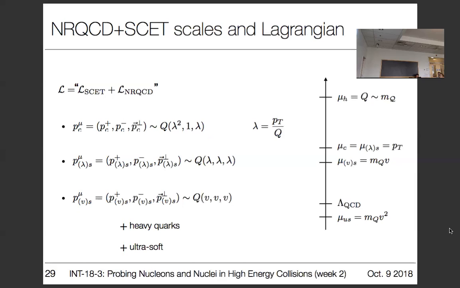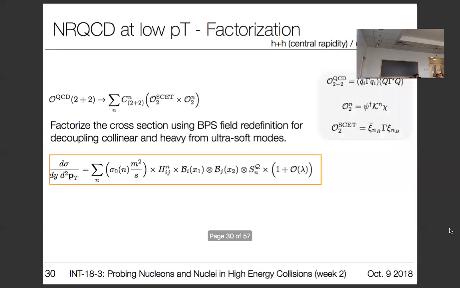So then the question is, what is the hierarchy between these two scales, and what does that mean for the factorization theorem? There are also the heavy quarks and the ultrasoft modes, but they're not going to play an important role for what I'm saying here.